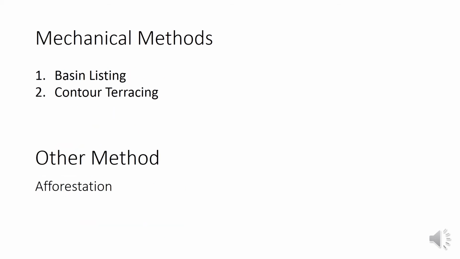Next comes the mechanical methods. They are of two types: basin listing and contour terracing. These are used as supplements to biological methods so as to increase the time of concentration of water and afford protection against damage due to runoff.